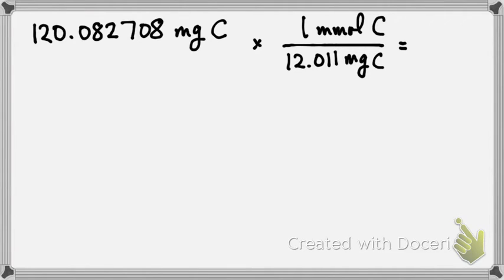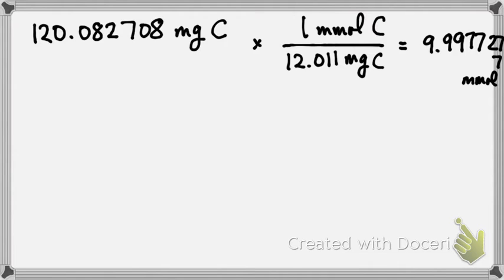So I'm going to convert this to millimoles. I have 120.082708 divided by 12.011. That is 9.97727 millimoles of carbon.